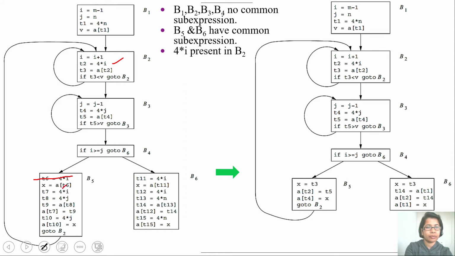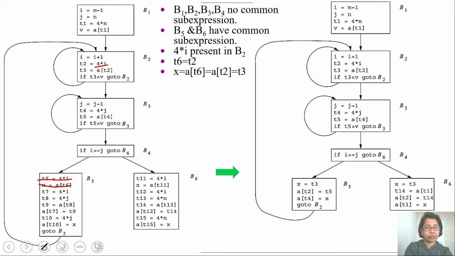Next, x equal to a of T6. T6 is equal to T2, and a of T2 is already assigned to T3. So you can directly write x equal to T3 rather than these two statements. Next statement, T7 equal to 4 multiplication I. 4 multiplication I is already there, so T7 equal to T2.